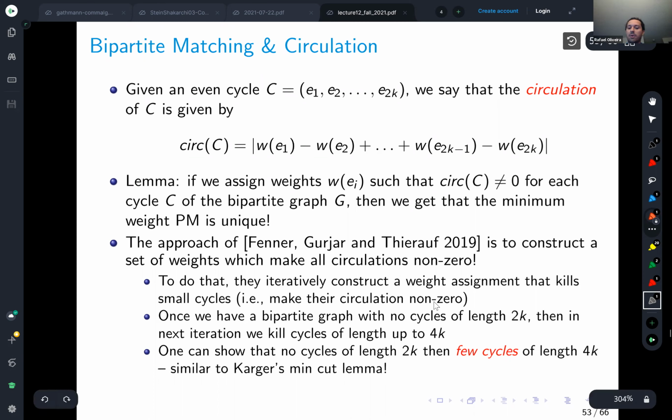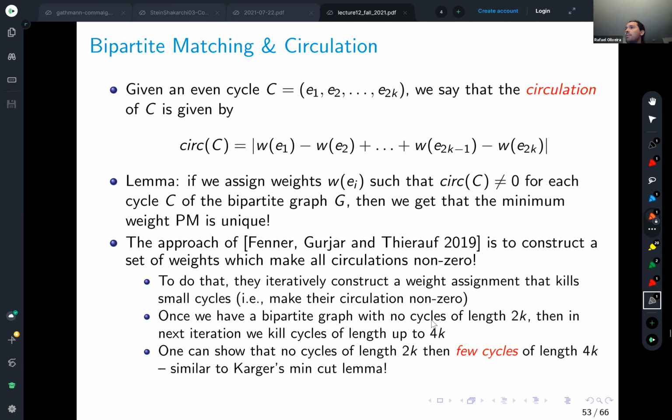Once we have this bipartite graph with no cycles of length up to 2k, then in the next iteration, we kill the cycles of length up to 4k. So you can see that if we keep going this way, all we need is log n iterations, and then we're going to kill all the cycles, and then we have to put everything together. Does that make sense? So their idea is that we just handle these cycles at a time.